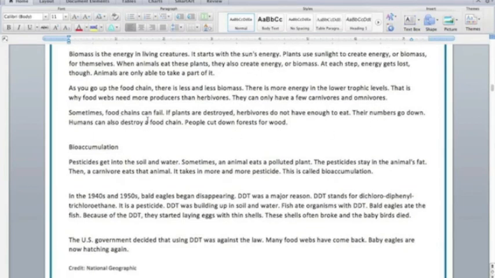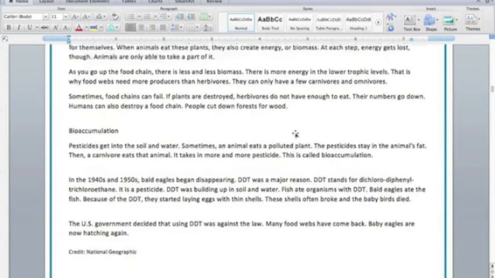Sometimes food chains can fail. If plants are destroyed, herbivores do not have enough to eat. Their numbers go down. Humans can also destroy a food chain. People cut down forests for wood. I'm going to keep going.